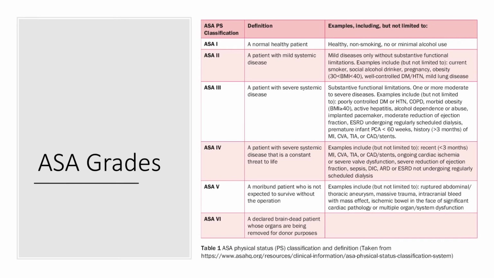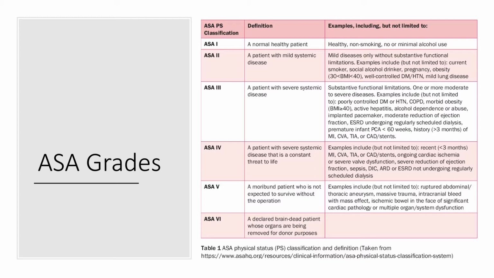Now, ASA grading is very important because it determines operative risks and post-operative complications. As you can see from this chart, it ranges from 1 to 6. A very common question on the exam would be that they're going to give you a patient, describe some details, and then ask you to give them an ASA grade.